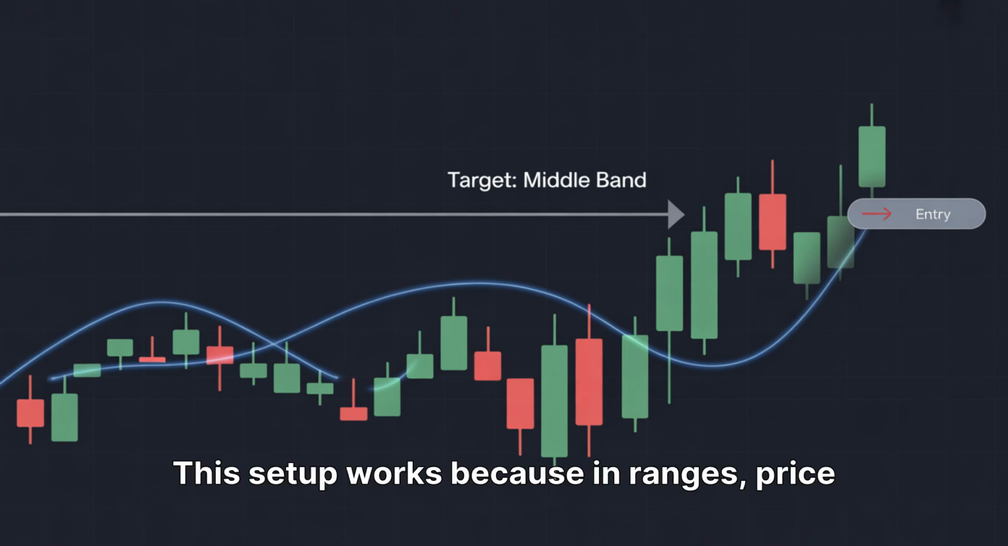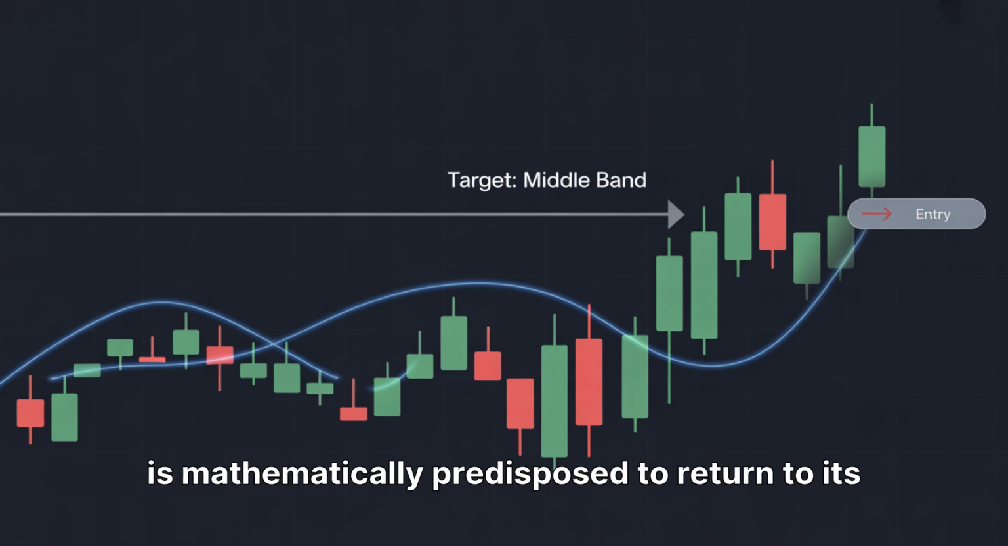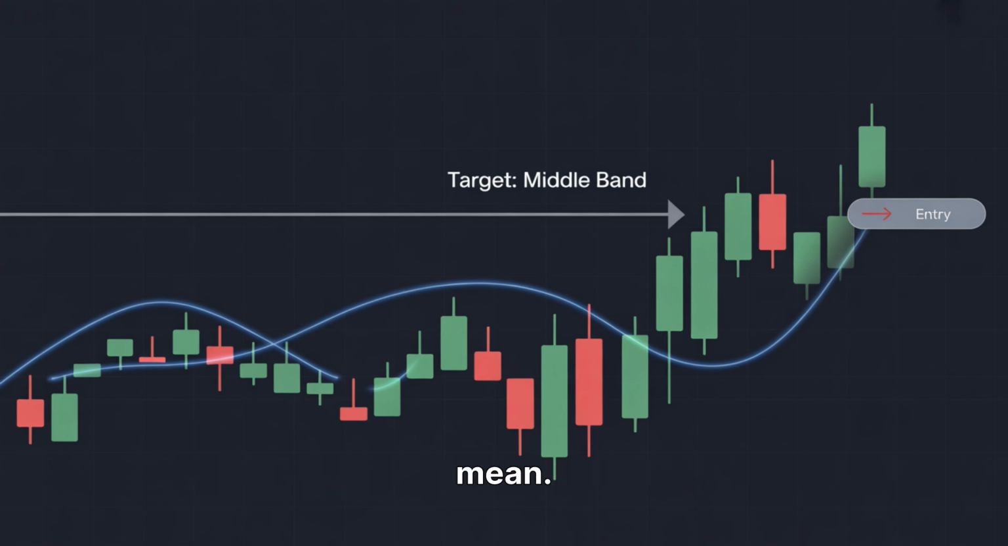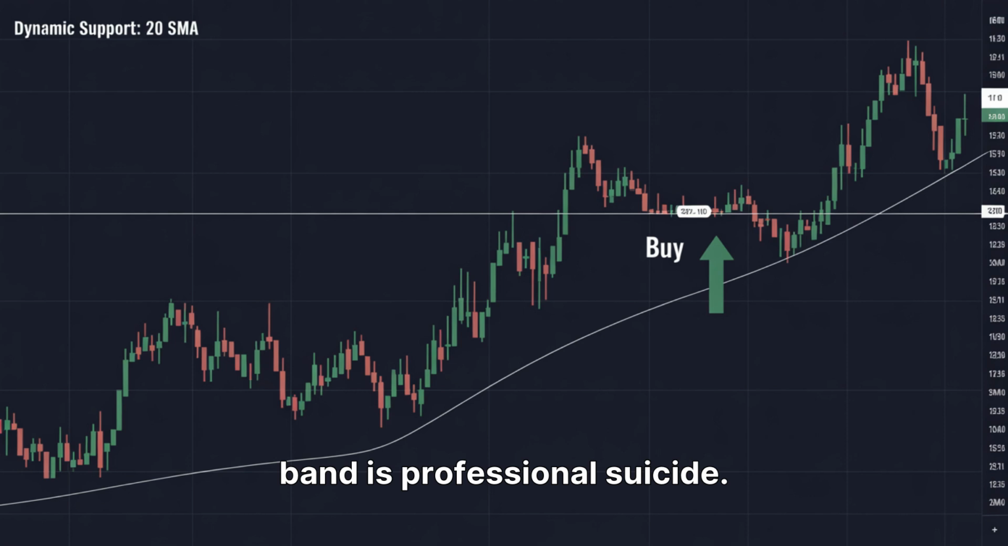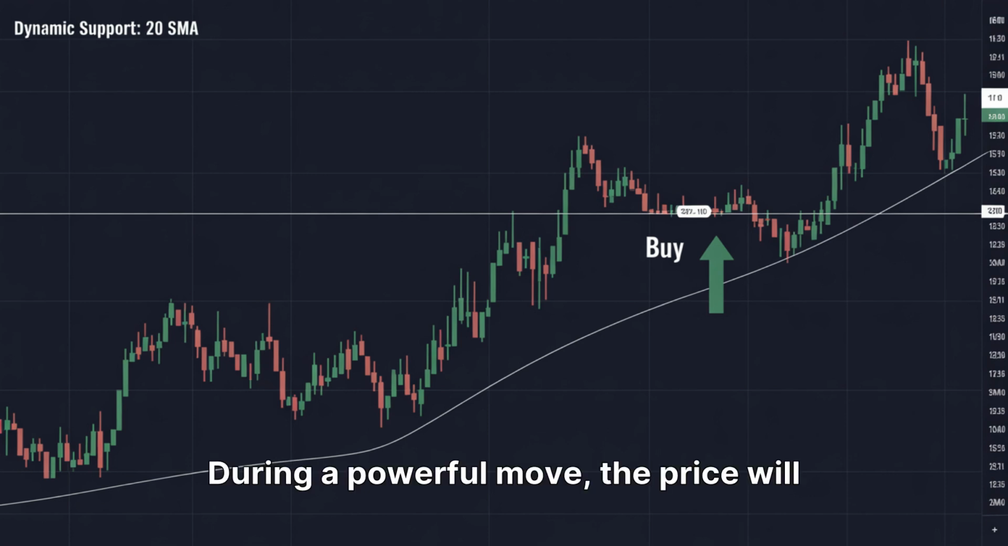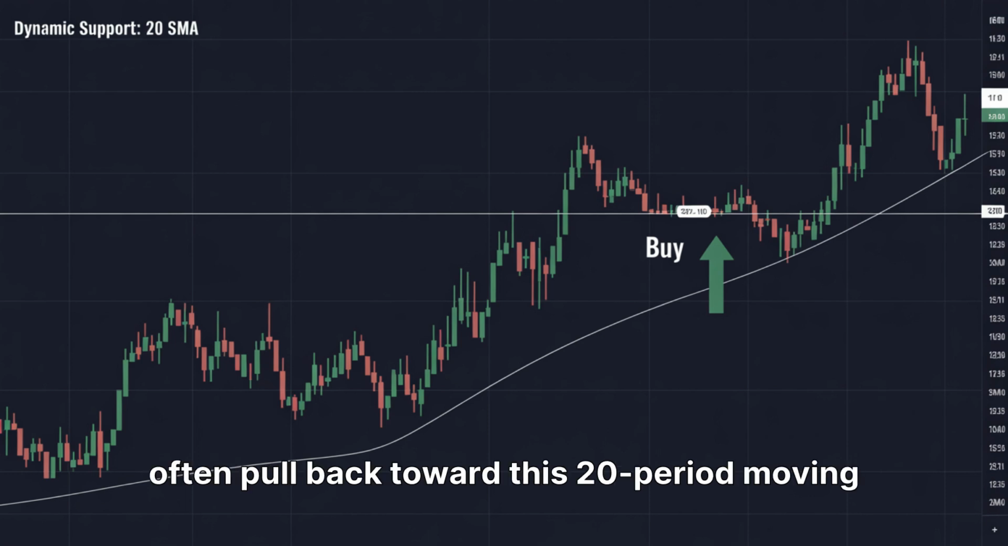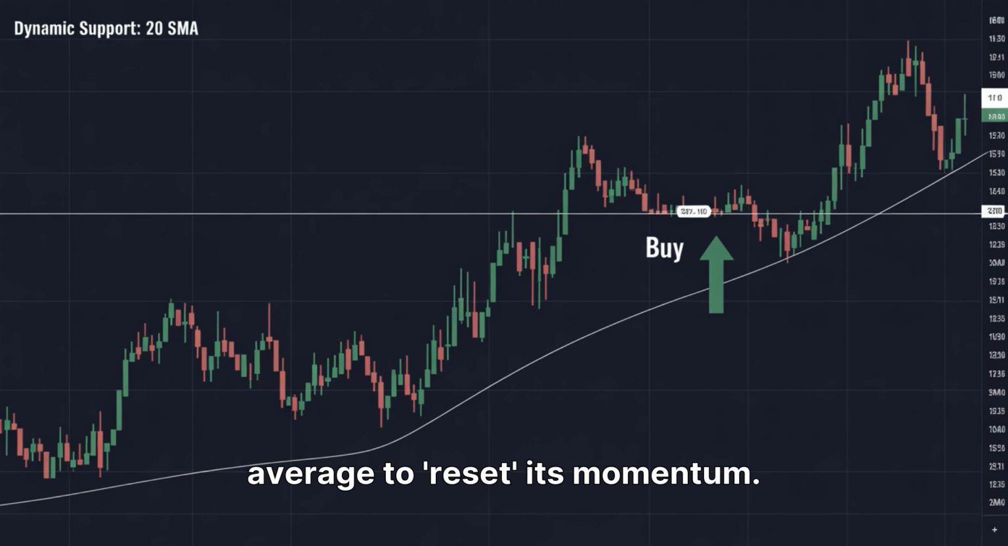This setup works because in ranges, price is mathematically predisposed to return to its mean. In a strong uptrend, shorting the upper band is professional suicide. Instead, we use the bands for trend continuation. In this setup, the middle band acts as dynamic support. During a powerful move, the price will often pull back toward this 20-period moving average to reset its momentum.